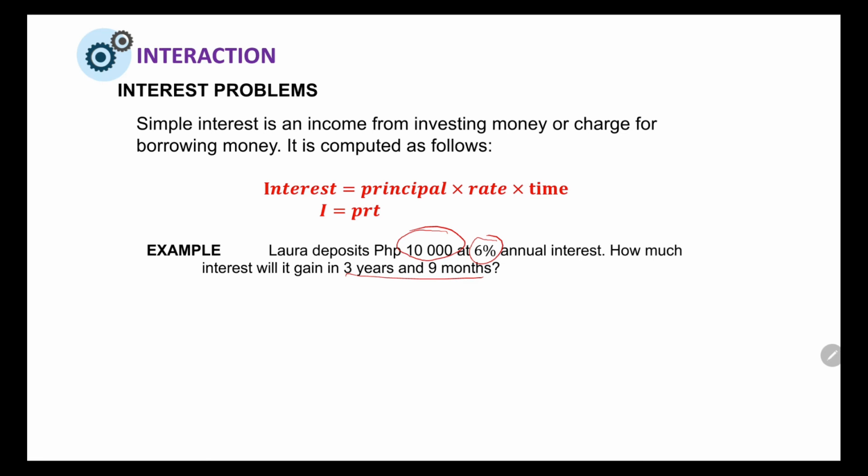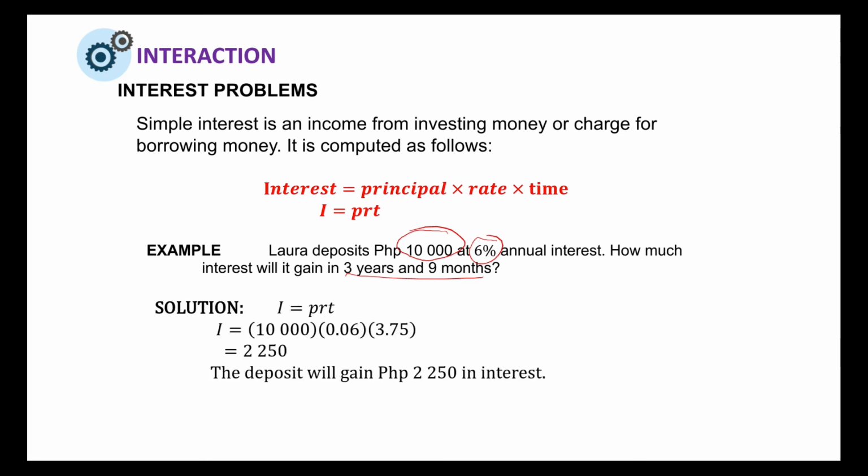So we just have to substitute that in the formula, where we have I is equal to 10,000 times 0.06 times 3.75. 3 years and 9 months, that's 3 and 9 over 12, where 9 over 12 is 0.75 plus 3. So that's why we have 3.75 here. So multiply 10,000 times 0.06 times 3.75. That's equal to 2,250 pesos. So the deposit will gain 2,250 pesos in interest.